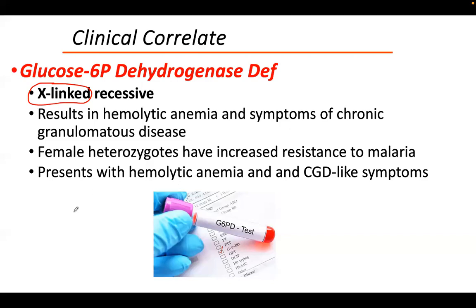So what are the manifestations of G6PD deficiency? Number one on the list is hemolytic anemia. They can also present with manifestations of chronic granulomatous disease. So they are going to present with hemolysis. Now, always remember, female heterozygotes of G6PD have increased resistance to malaria.